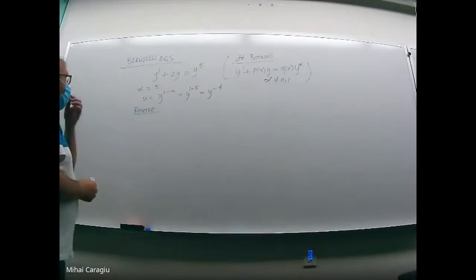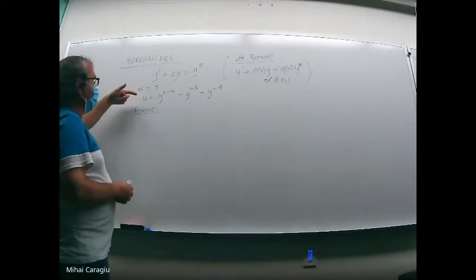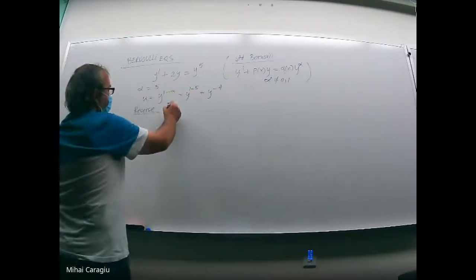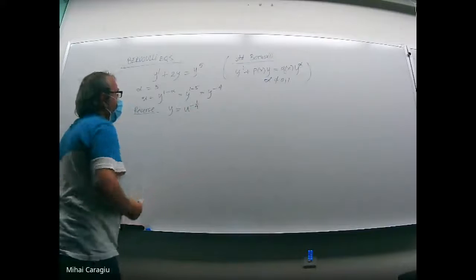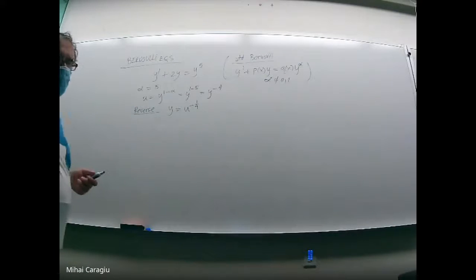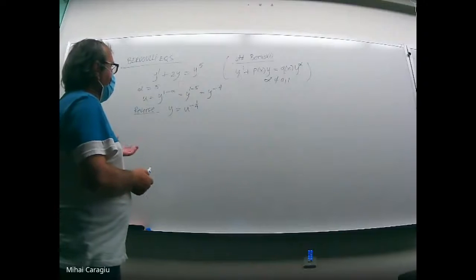The reverse substitution is y in terms of u. So far the substitution is u in terms of y. Now we want y in terms of u. So y equals u to the power minus 1 over 4. Once we have the reverse substitution, on the spot write down the equality of derivatives.